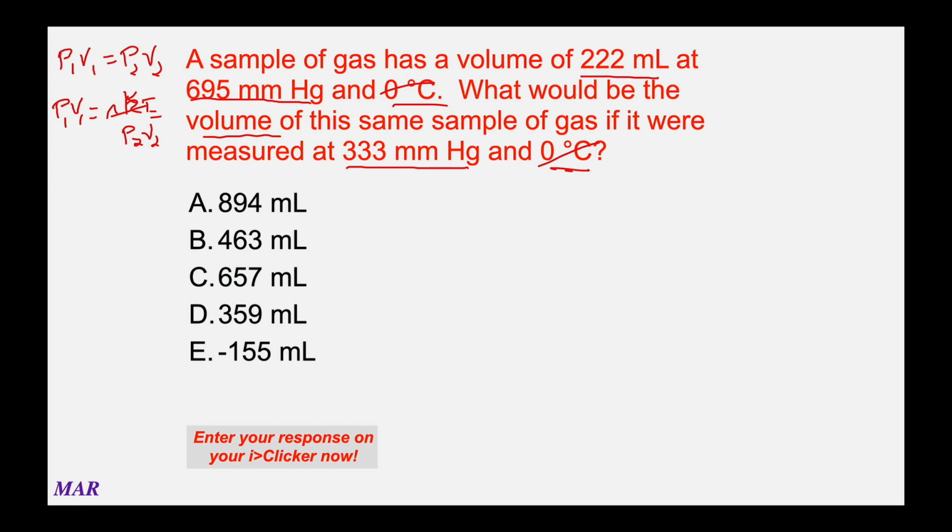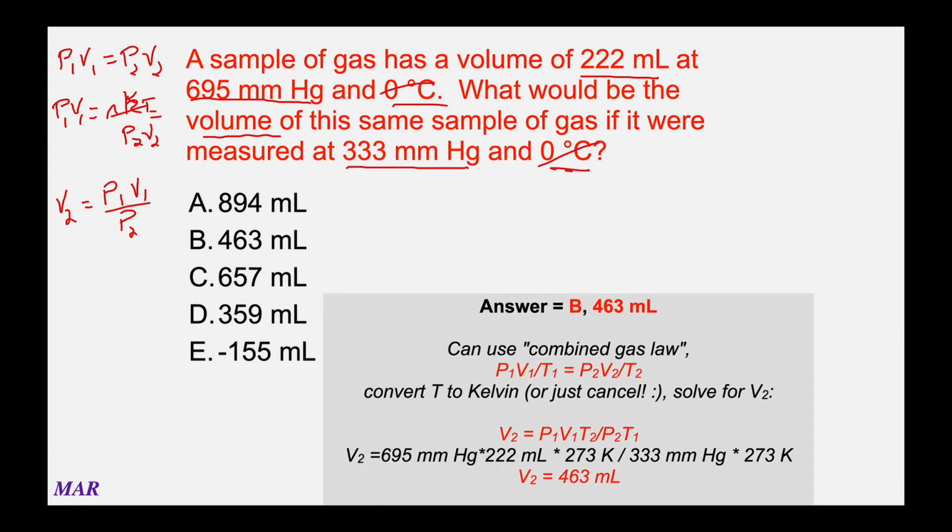Those are all a constant. So by hook or by crook, find out that P1V1 equals P2V2. It doesn't matter how you do it. We want to solve for V2, and so V2 equals P1V1 divided by P2. And again, you can literally put those numbers in just as they are. If you do that, you should get 463 milliliters, the new volume.